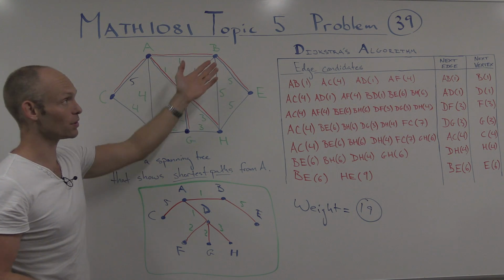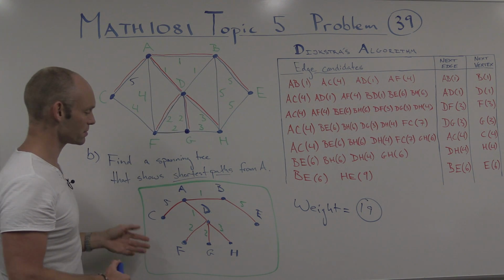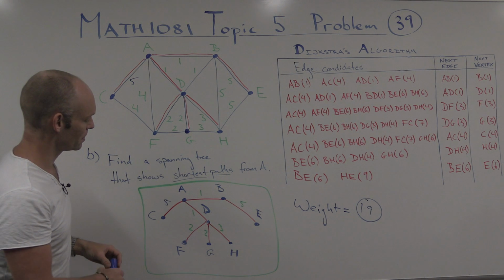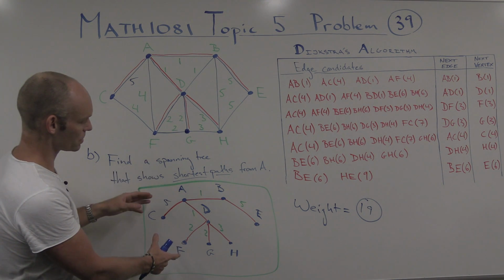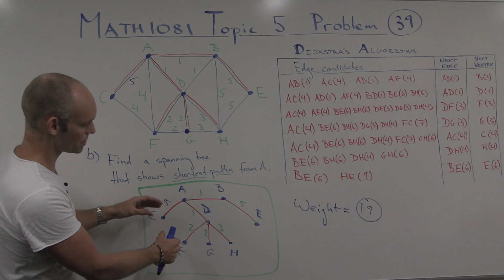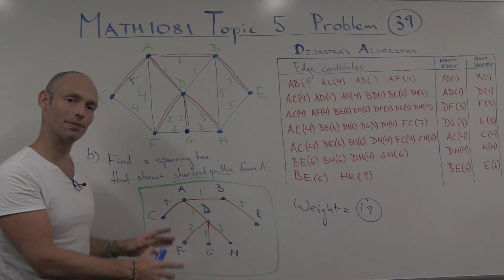Here we've modified the problem just a little bit, but this modification shows you that you can find a spanning tree which has shortest paths from a given vertex, which need not be a minimal spanning tree.